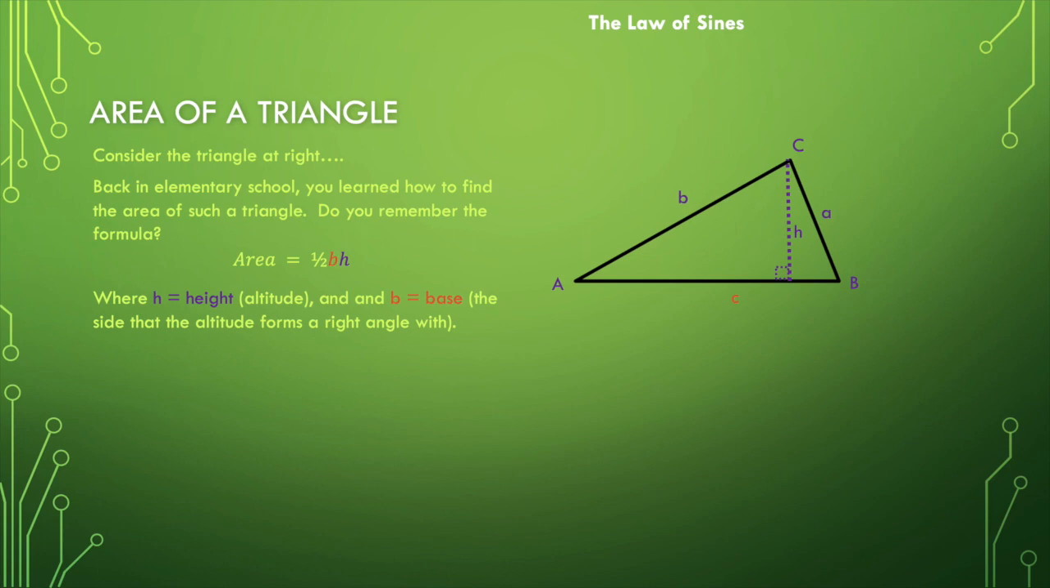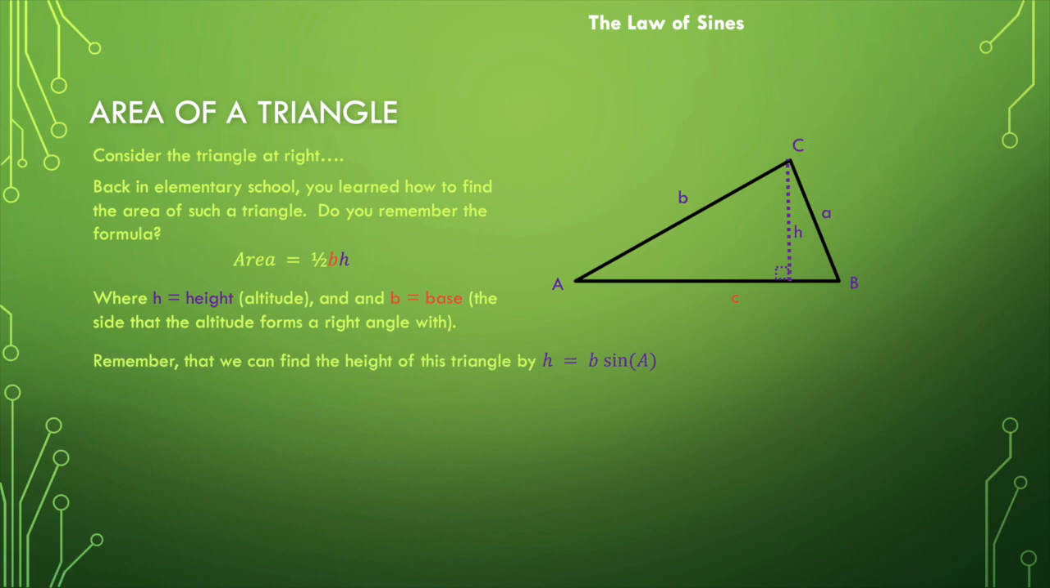Okay, well, let's recall some of what we learned in our discussion of the law of sines. We learned that we could find the height of a triangle by taking an adjacent side and multiplying it by the sine of a given angle. So if we knew the measurement of angle A, we could take the sine of angle A and multiply it by b, and that would actually give us the height.